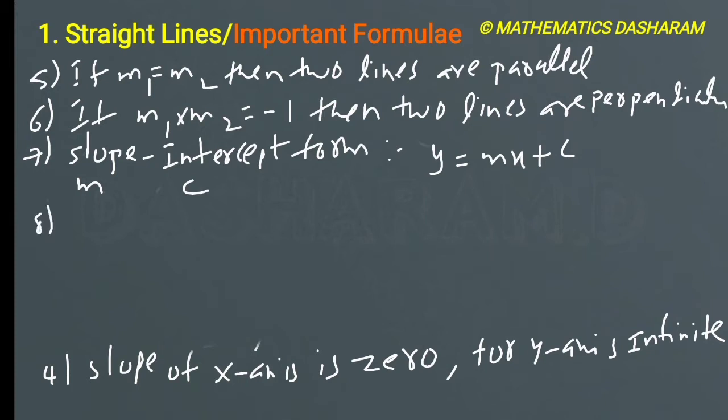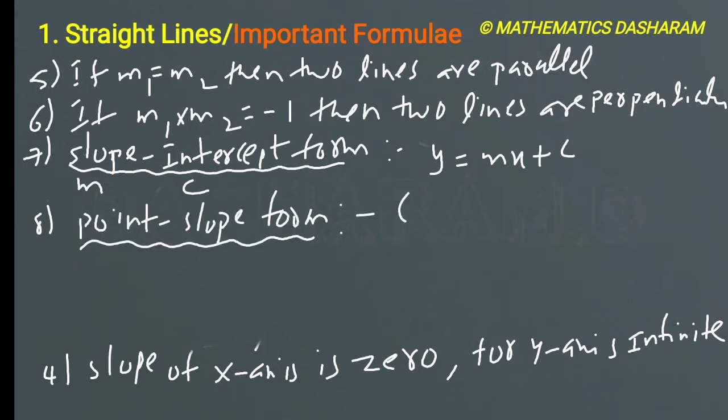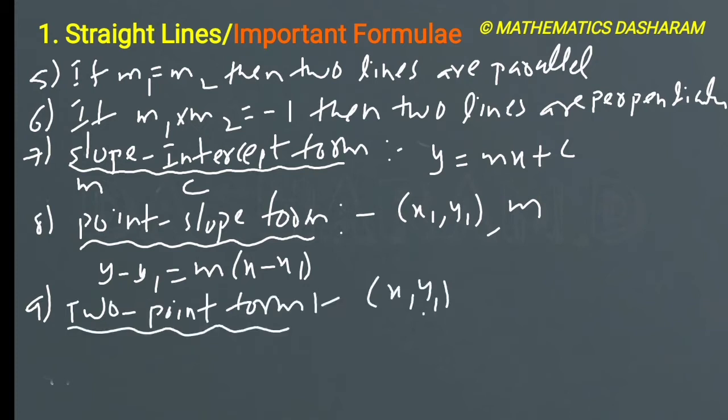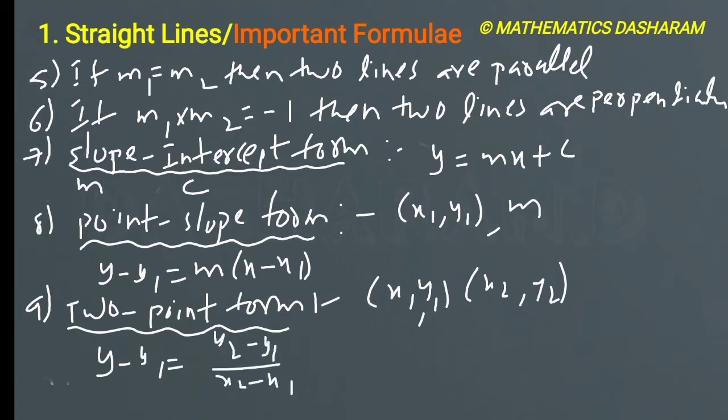Next, the eighth one is point slope form. Your point is x1 comma y1 and the slope is m. Then the equation of that line is y minus y1 equals m into x minus x1. Next, the ninth one is 2-point form. The 2 points are x1 comma y1 and x2 comma y2. Then the equation of the straight line is y minus y1 equals y2 minus y1 divided by x2 minus x1, bracket of x minus x1.